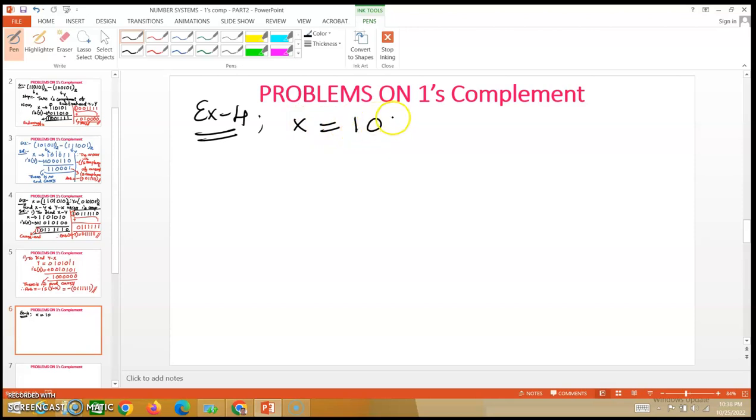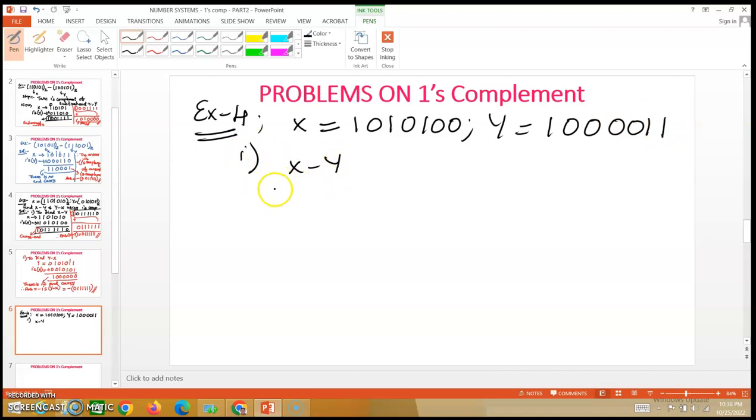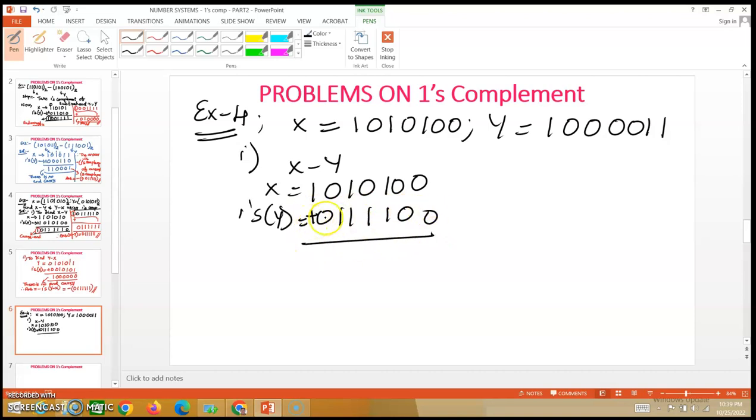So x is equal to 1, 0, 1, 0, 1, 0, 0 and y is equal to 1, 0, 0, 0, 0, 1, 1. Find x minus y. So x is 1, 0, 1, 0, 1, 0, 0 and the 1's complement of y is 0, 1, 1, 1, 1, 0, 0. Now if you add both, so 0, 0, carry, 0, 1, carry, 0, 1, 1, 1, so 1, 0, 1, 10. This is the answer.